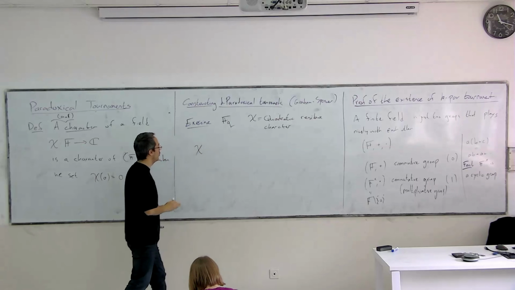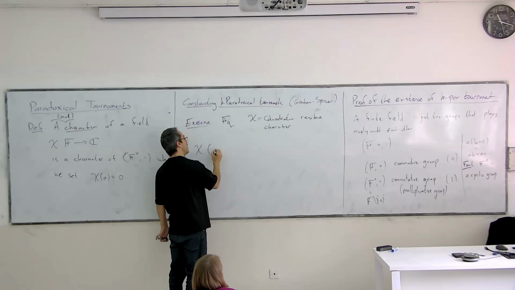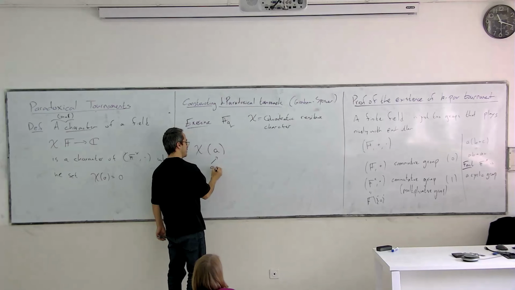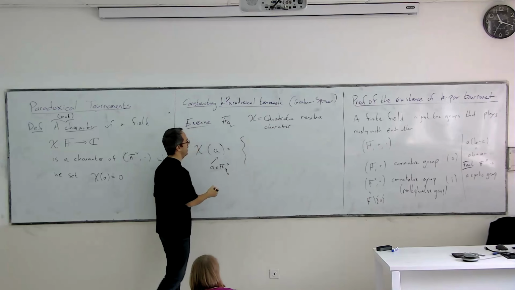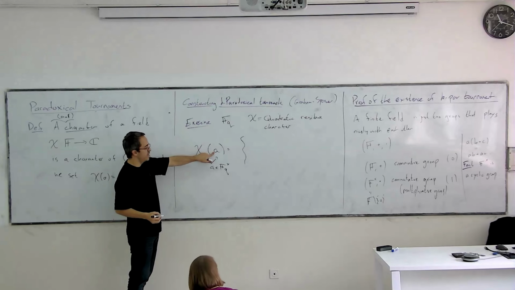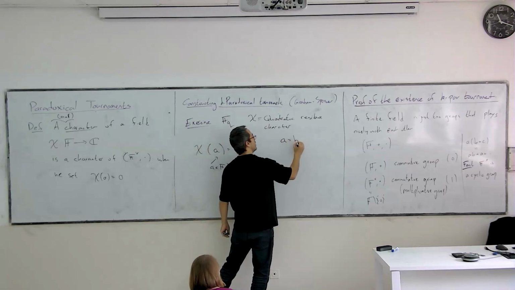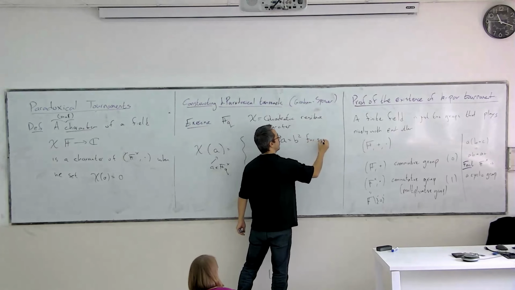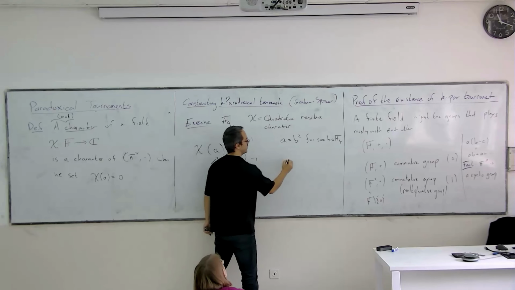So chi of 0 is 0 by definition. Let me tell you what happens when the element is not 0. Chi of a non-zero element encodes whether or not this thing is a square of an element. So if A is B squared for some B in the field, it's important to say for some B in the field, because when you go outside the field, you can always find such. If it is a square in the field, then chi is 1, otherwise it's minus 1.